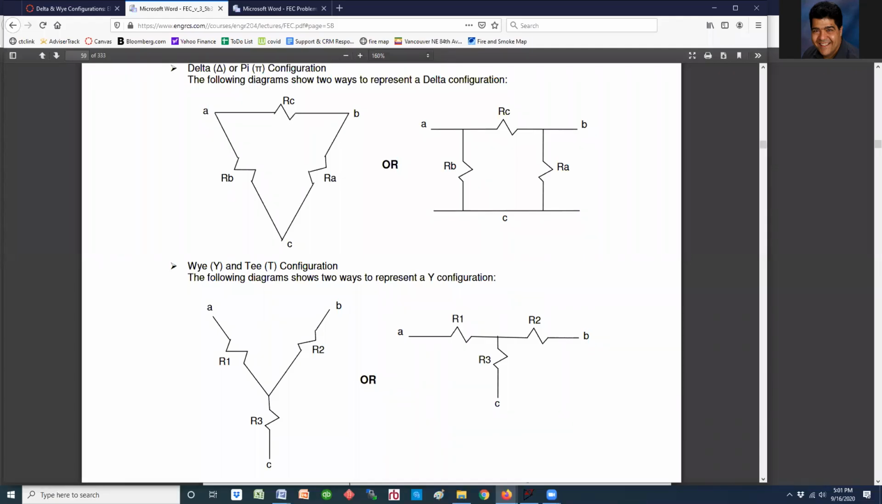Welcome to another video, this one on electrical circuits. In this one, we're going to introduce a concept called delta and Y configuration.